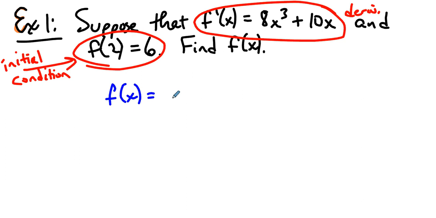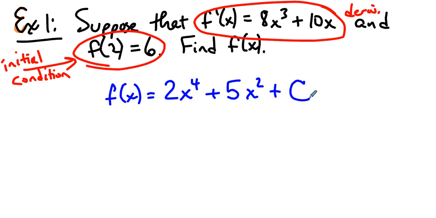The function has to be an antiderivative of this thing, which means that when we take the derivative of f, we end up here. Well, the power rule comes into play. The antiderivative of x to the third is x to the fourth divided by 4, but there's already an 8 there, so that's a 2. The antiderivative of x to the first is x squared divided by 2, but there's already a 10 there, so that's a 5. And then it's a family of functions. There's some constant that we don't know yet.